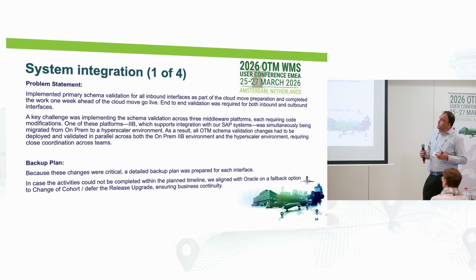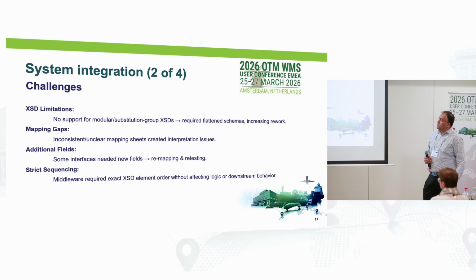Also, we ensured that if the changes are not going as per our plan, we would go without schema validation, and we aligned with Oracle on whether it is possible to skip the release or change the cohort. So this was aligned with them. Now moving into the primary challenges, as I said, XSD limitations. So we had to create an interface-wise XSD and provide it to the middleware teams for each interface.